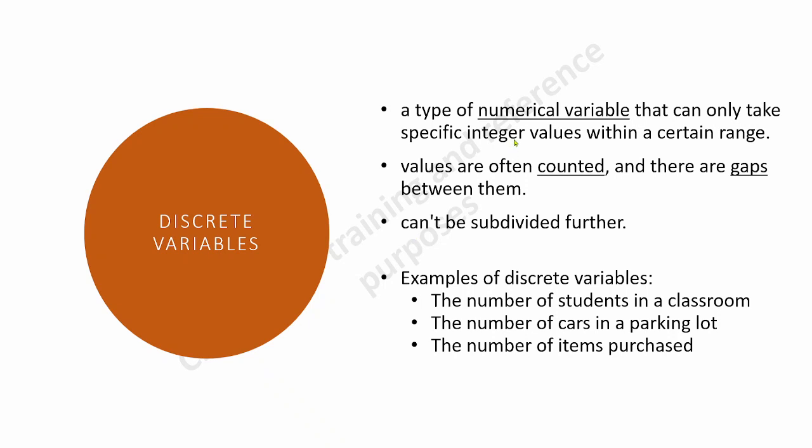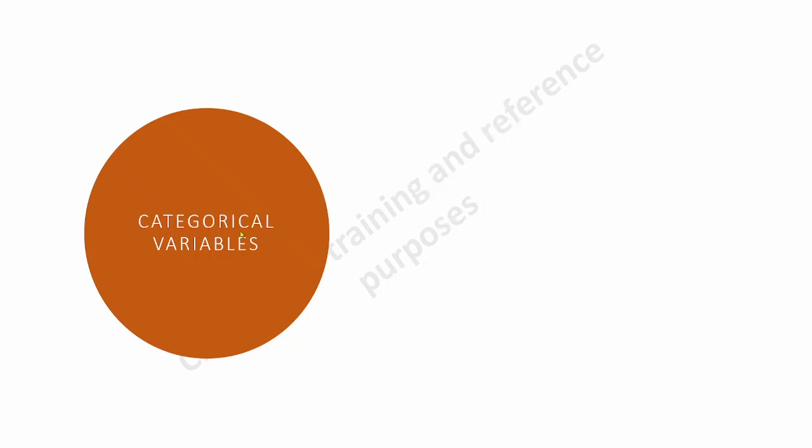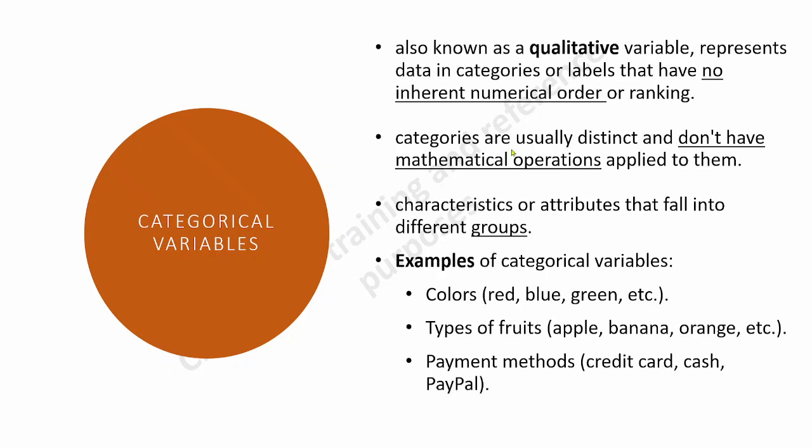Discrete means something that you can count, that has a very specific value. The examples are number of students, number of cars, number of items. Categorical variables are similar to discrete, but this is a slightly broader category. For example, colors, type of fruits, or type of payment methods. These are examples of categorical variables.